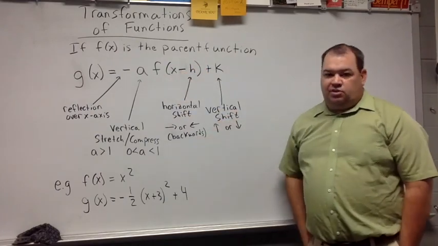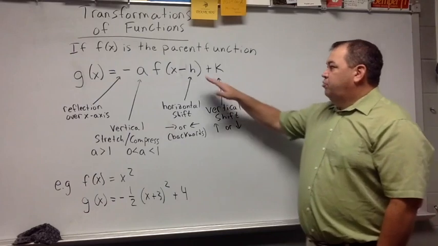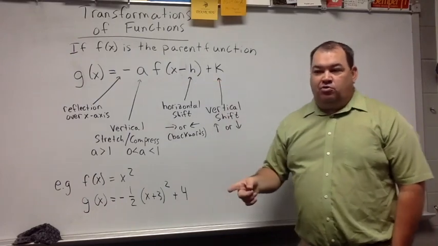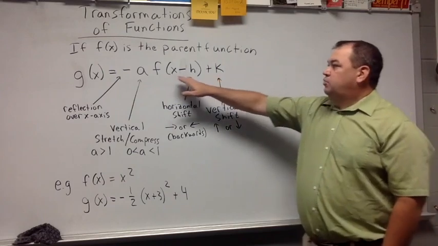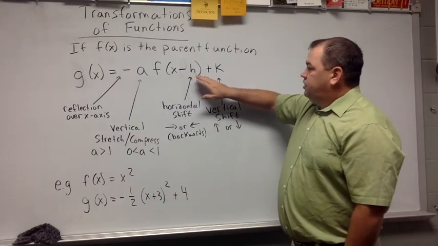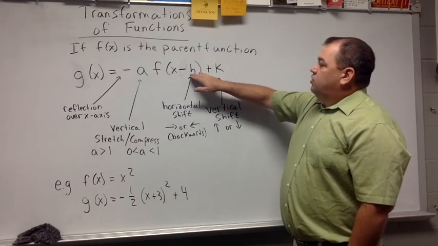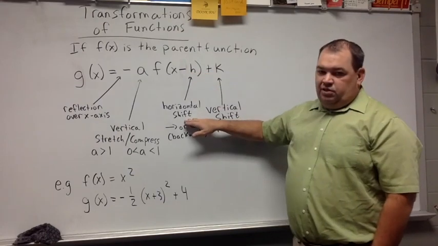Now, if we have a number on the inside of the parentheses, now we're looking at what's called a horizontal shift. Now, we have to remember that parentheses can be an absolute value. It could be a fraction bar. They work like parentheses, or it can be actual parentheses. So this particular parenthesis is going to tell me the horizontal shift.